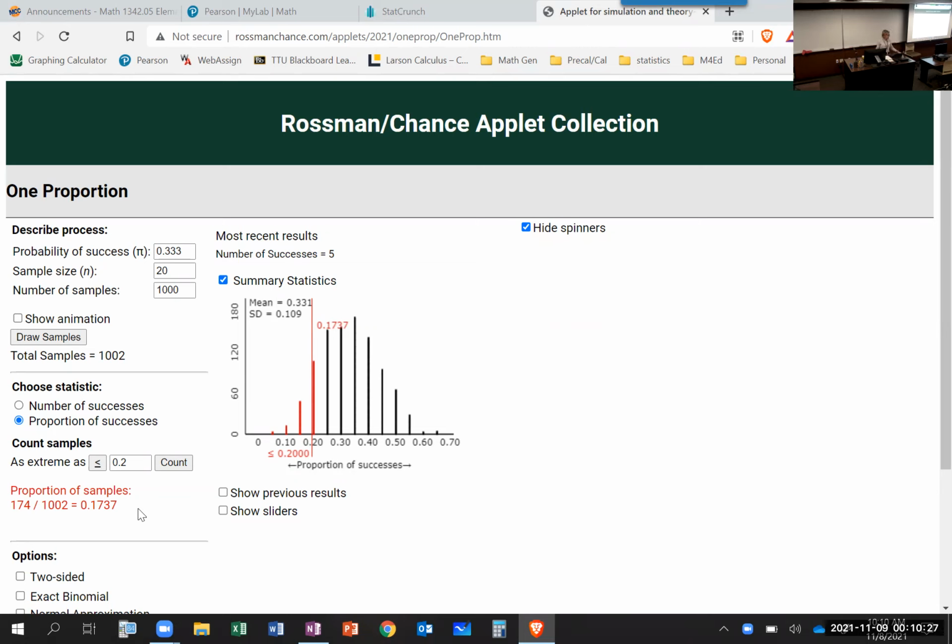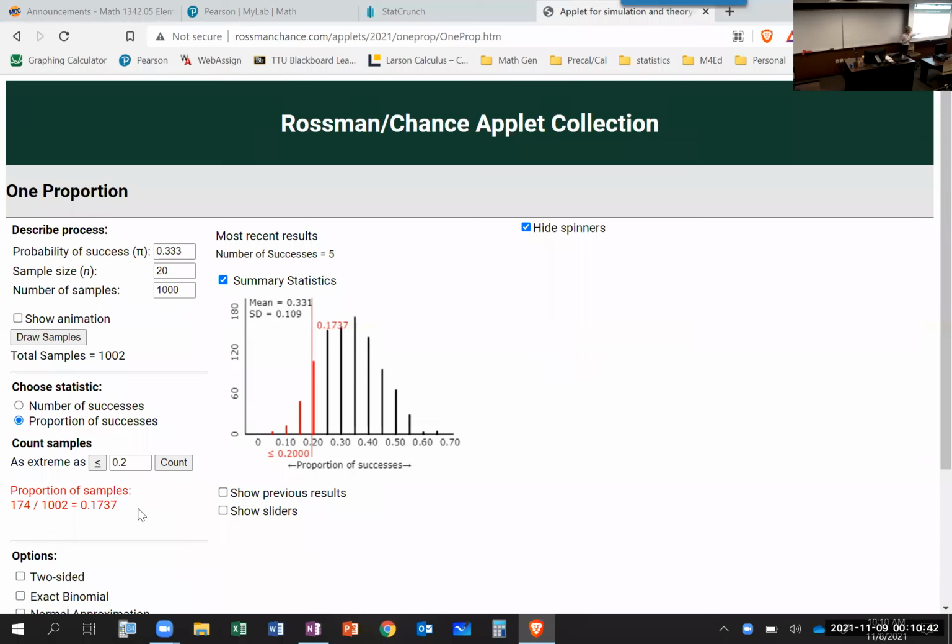Because it's more than 5%, it happens more than 5% of the time in the long run, right? So it's not an unusual thing to have happen. And if it's not an unusual thing to have happen, that's what we're testing against.